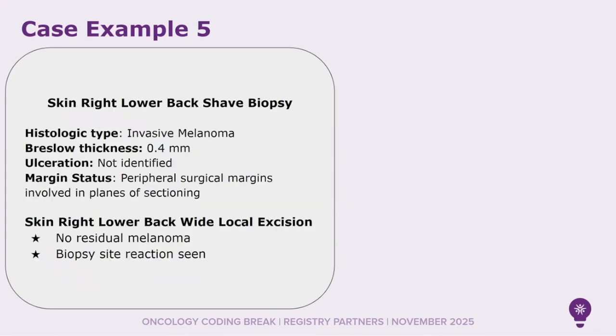Case example 5 is a shave biopsy of the skin of the right lower back, which revealed invasive melanoma, 0.4 millimeter Breslow thickness. Peripheral surgical margins are involved in planes of sectioning. Wide local excision of the skin of the right lower back reveals no residual melanoma, but a biopsy site reaction is seen.